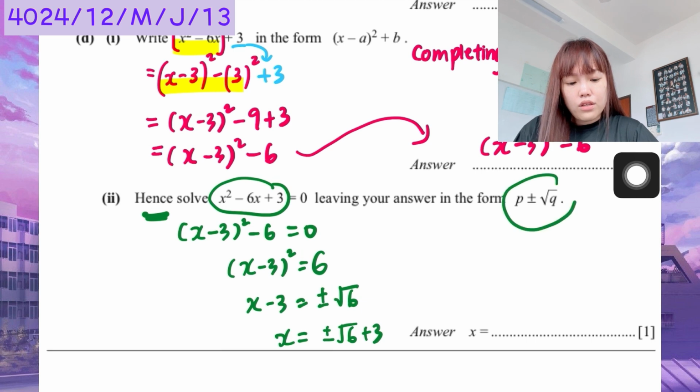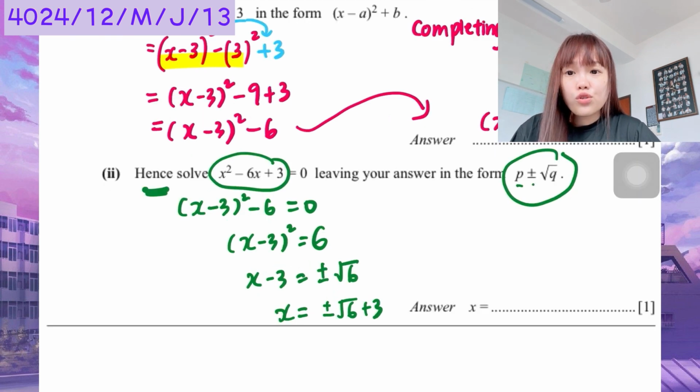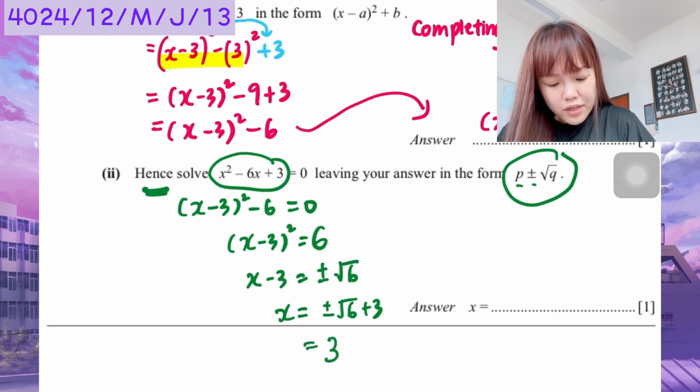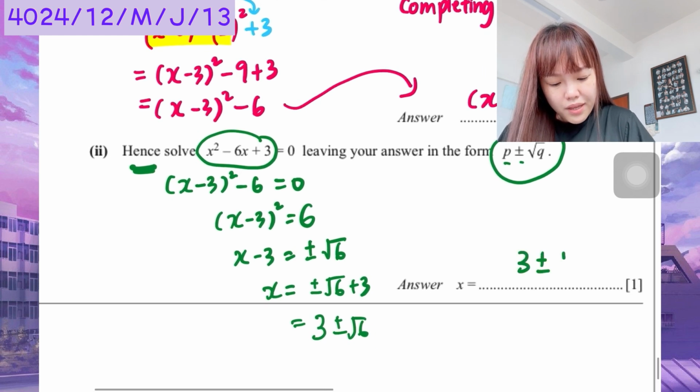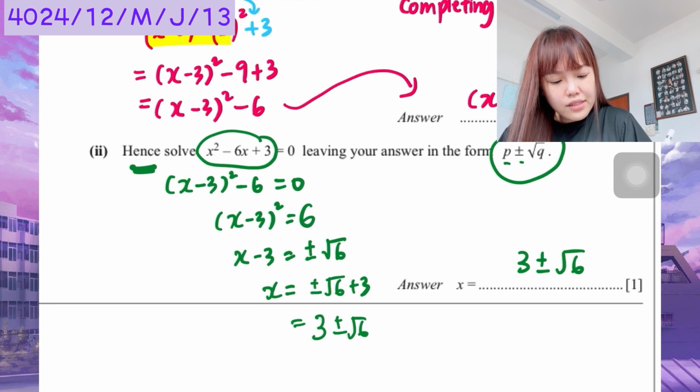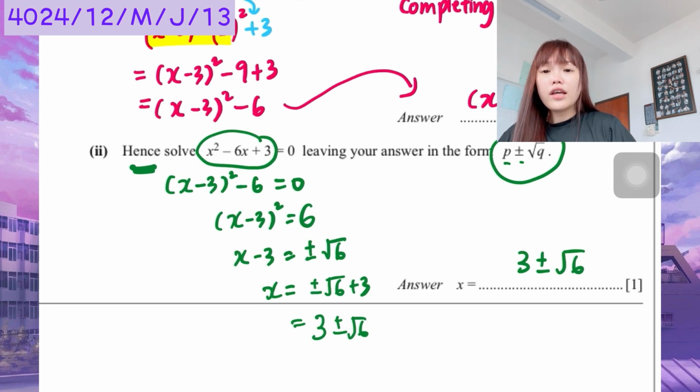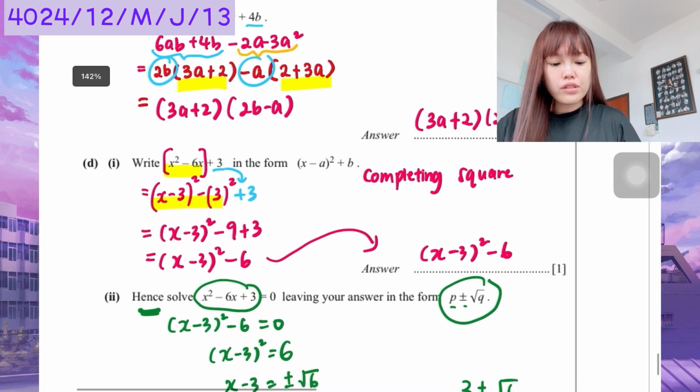After that, you see this one. It starts from the 3 first and then plus minus. So I arrange it like that: 3 in front, plus minus square root 6 behind here. So that's the answer. Now I'm going to show you the last question.